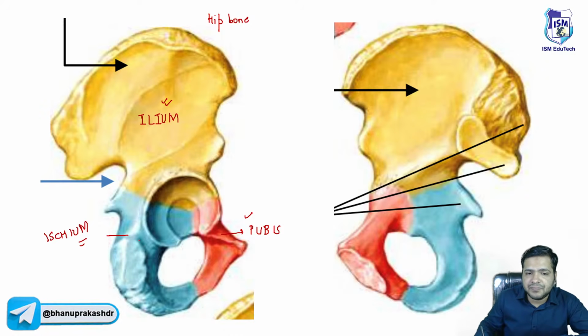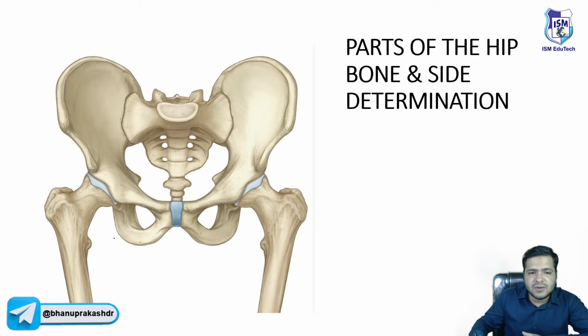So we have ilium, ischium and pubis. Now if you see beta over here, so this is the pubis bone. This is also the pubis bone. This is ischium, and this is beta ilium. So you can see that pubis is a bone.